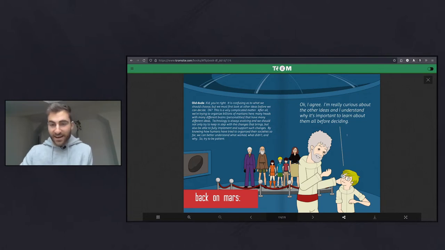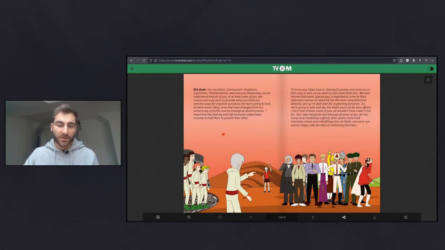So the little kid is now really curious about the other ideas, and it understands why it's important to learn about them all before deciding. You know, it's really important to know things about the world, how we try to organize ourselves. So we have to say goodbye to socialism, communism, feudalism, capitalism, totalitarianism, and even you, democracy. We do understand that all of you, or at least some of you, are honest and truly want to provide what you think are sensible ways to organize ourselves. But we're going to look at some newer ideas, ones that have emerged from our present-day scientific and technological advancements.